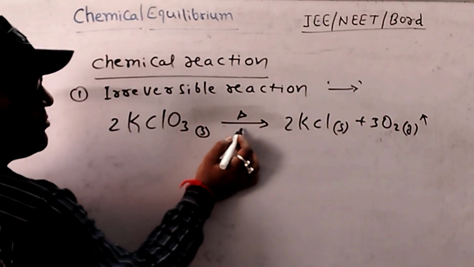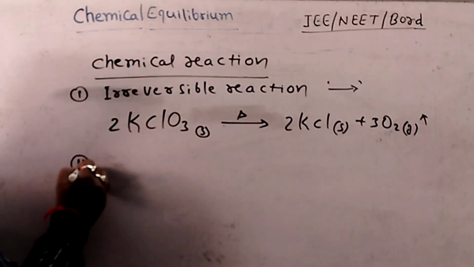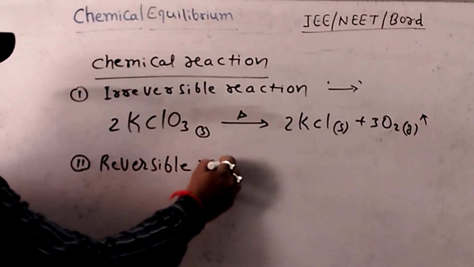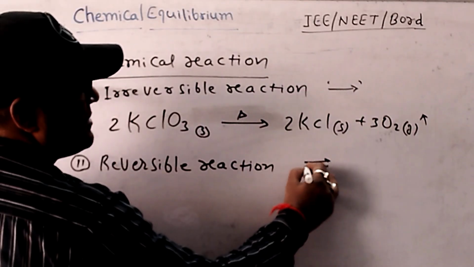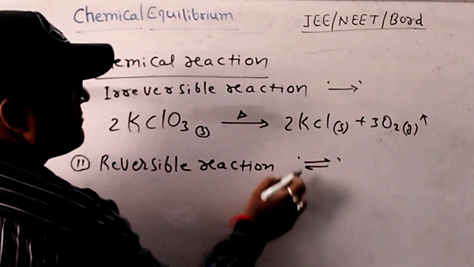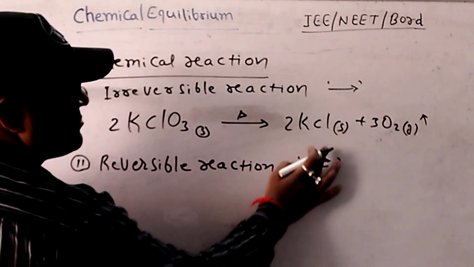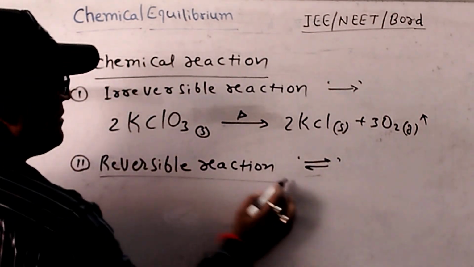So here this is also the direction of reaction. After that we will discuss reversible reactions. Reversible reaction is denoted by this arrow. Here this arrow shows the forward reaction and this arrow shows the backward reaction. In a reversible reaction, the rate of forward reaction is equal to the rate of backward reaction.